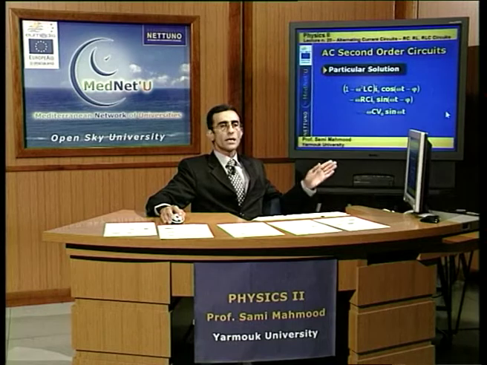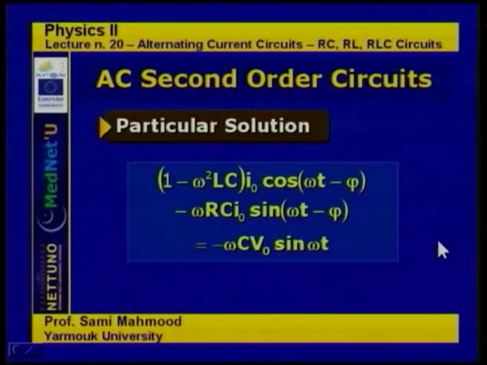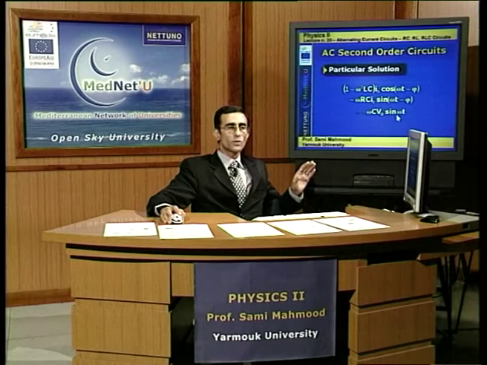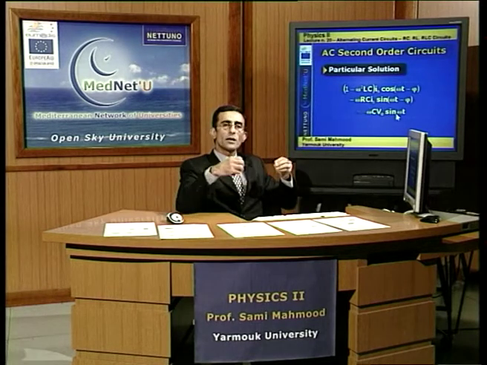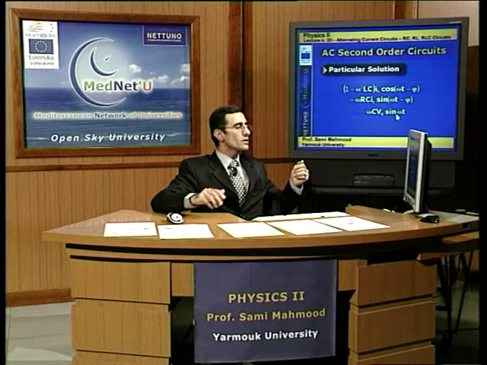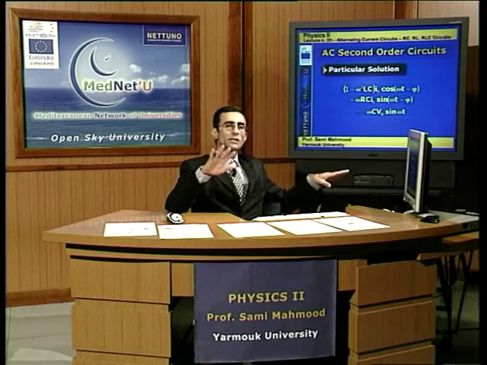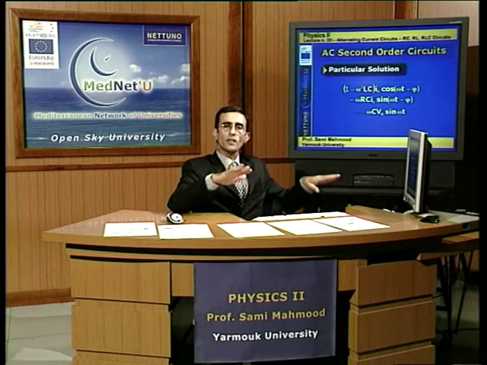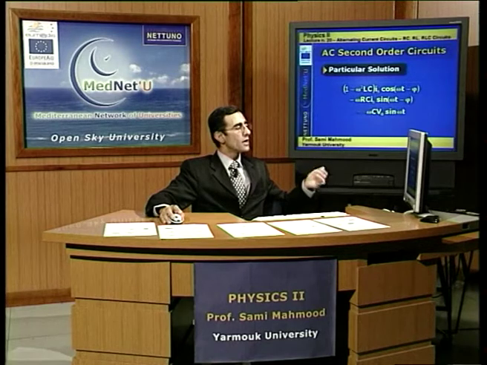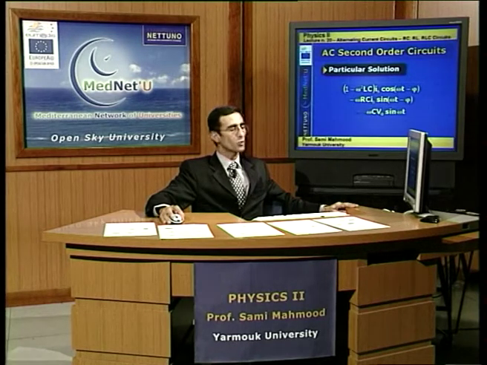And now we put that assumed solution into the differential equation. We rearrange these terms, and we get 1 minus omega squared LC all times I naught cosine omega t minus phi minus omega R C I naught sine omega t minus phi, that is equal to minus omega C times V naught times sine omega t. And what we do here is exactly what we have done in the first order case. We expand the trigonometric functions, the cosine omega t minus phi and the sine omega t minus phi, into its components, and we equate the coefficients of the sine omega t in both sides of the equation and the cosine omega t in both sides of the equation. We equate the coefficients and we determine the unknowns, and thus we obtain the desired solution.